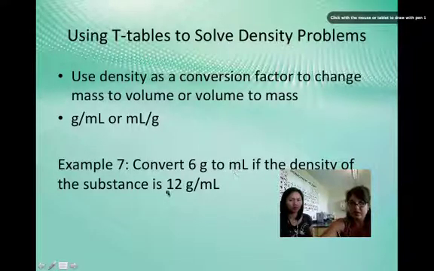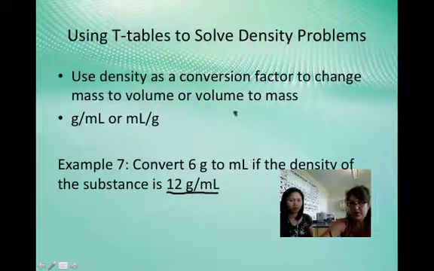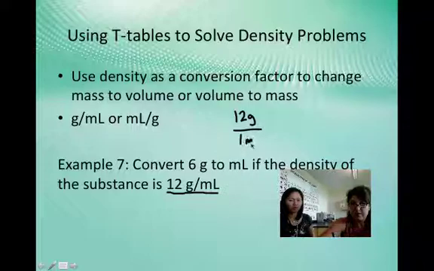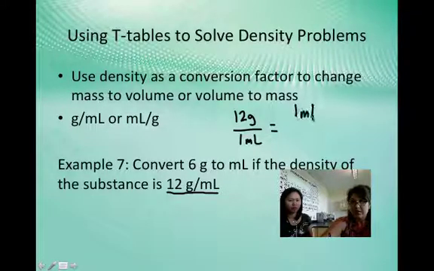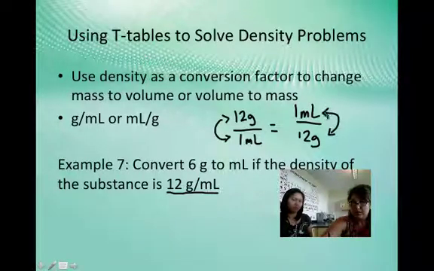Because here's what we know. If we have a density of 12 grams per milliliter, that means for every 12 grams, you have 1 milliliter. That also means every 1 milliliter of that substance is going to have a mass of 12 grams. So you can write it upside down. Either way, you need to get what you want. So let's try this.